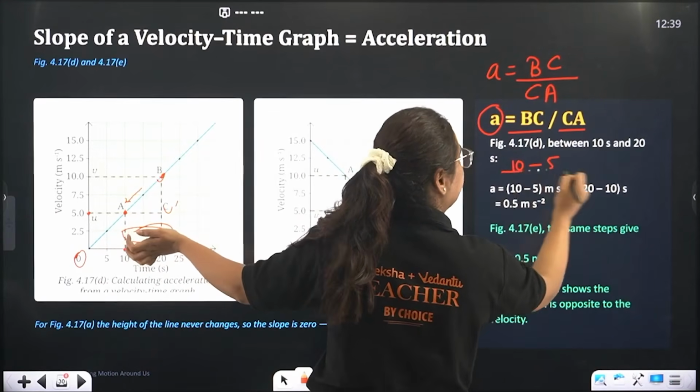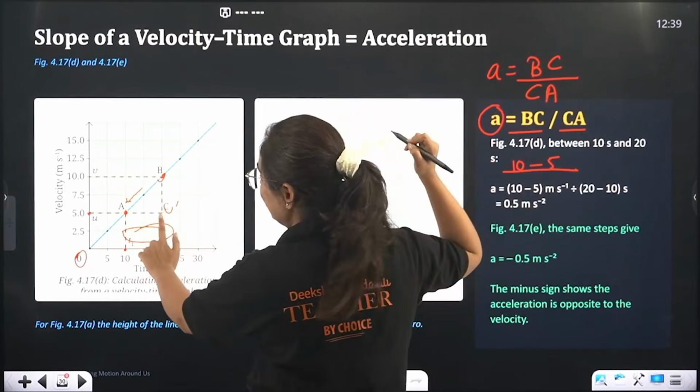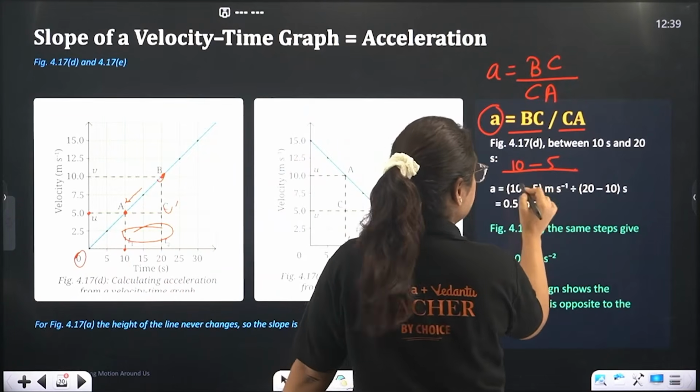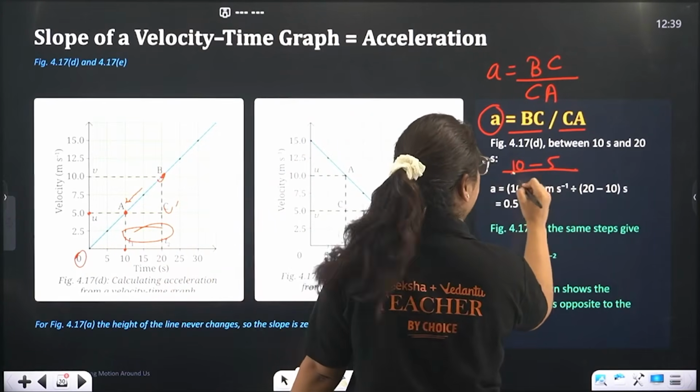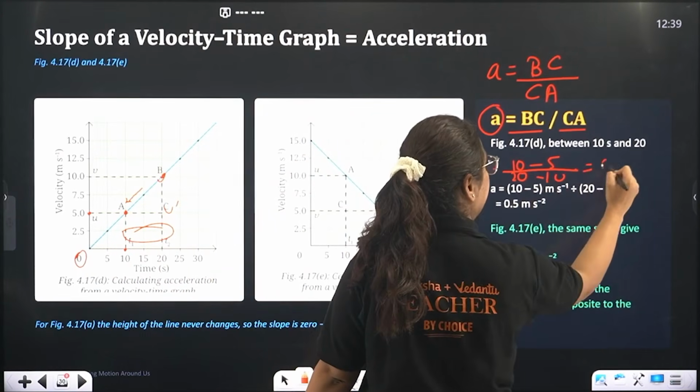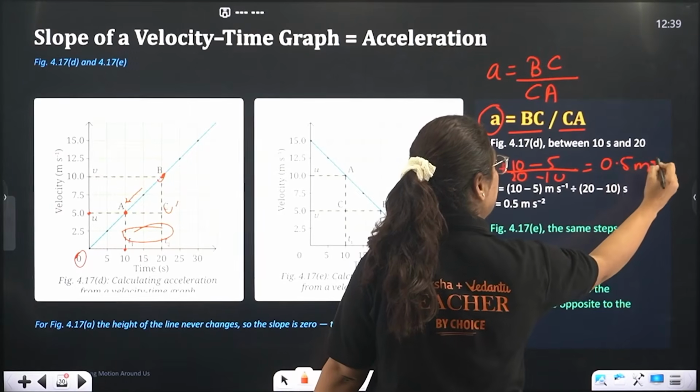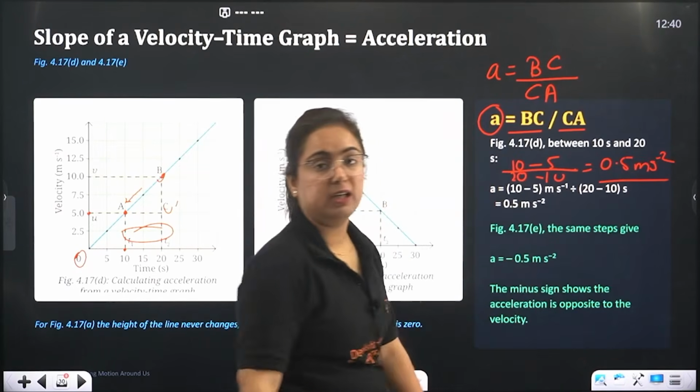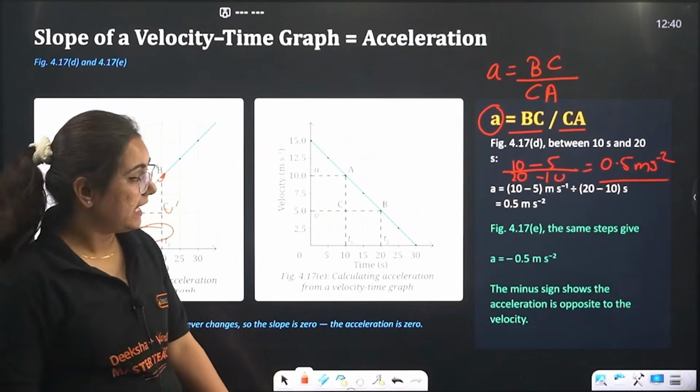BC, okay. Then let us find CA, that is T2 minus T1. What is T2 minus T1, beta? Here T2 is 20, T1 is 10. What we will get? 0.5 meter per second square. Okay, getting my point here?